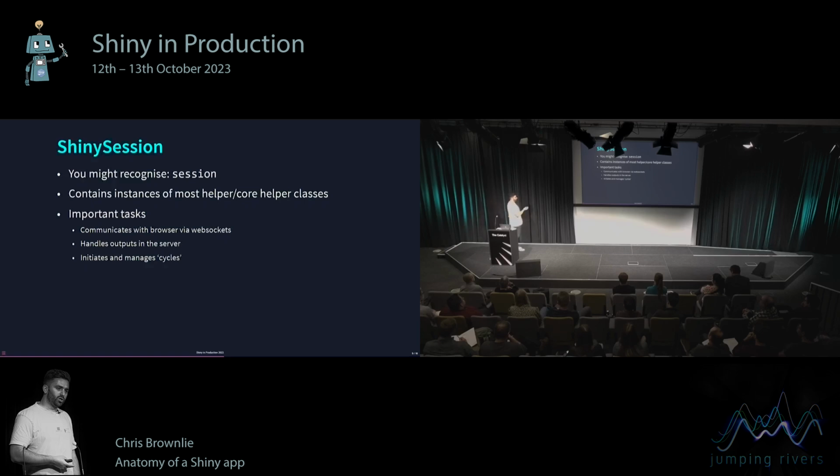Arguably, the most important job it does is communication with the client via WebSockets, sending messages to and receiving messages from it, which, without that, we wouldn't have reactivity. Another important job is handling outputs in the server, taking in what we provide via render functions, making sure it knows when one of its inputs changes and it needs to be recalculated, and it initiates and manages those app cycles I was talking about of invalidating objects and requiring them to be flushed, which is some terminology which I'll get onto on the next slide.